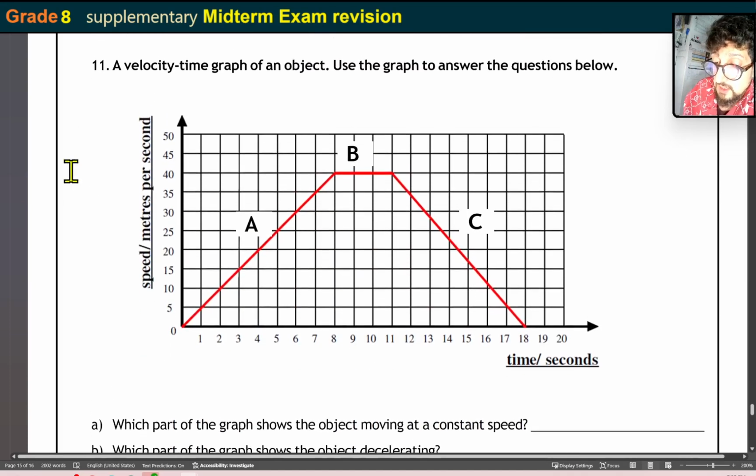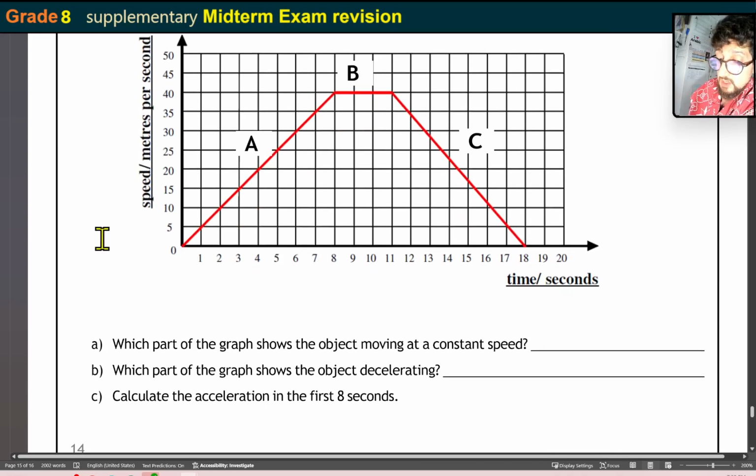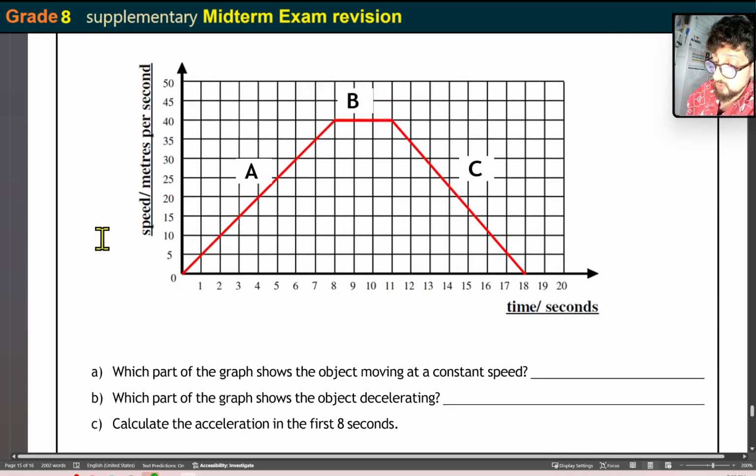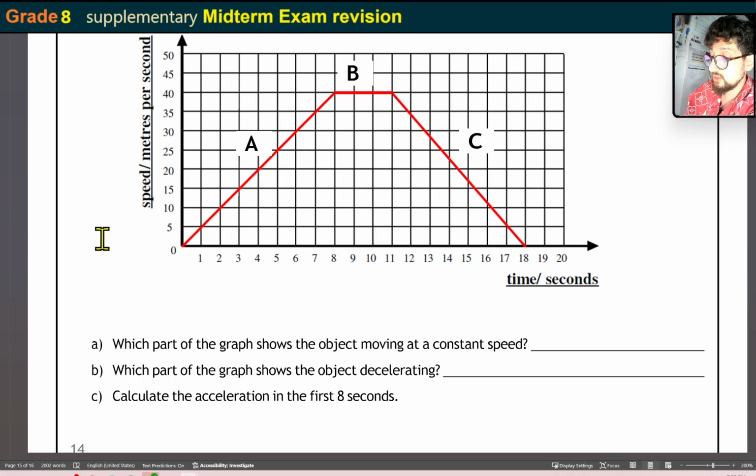Let's see. The velocity time graph for an object. This is a velocity time graph for an object. Use the graph to answer the questions below. Which part of the graph shows the object moving at constant speed? So this is not a velocity time. This is a speed time, which is the same for what you're doing. Which part shows constant speed?